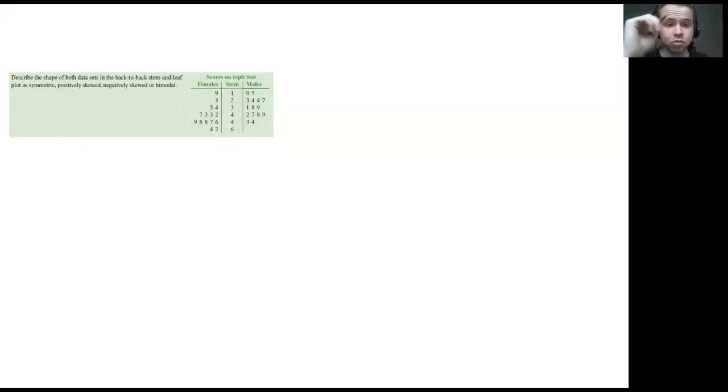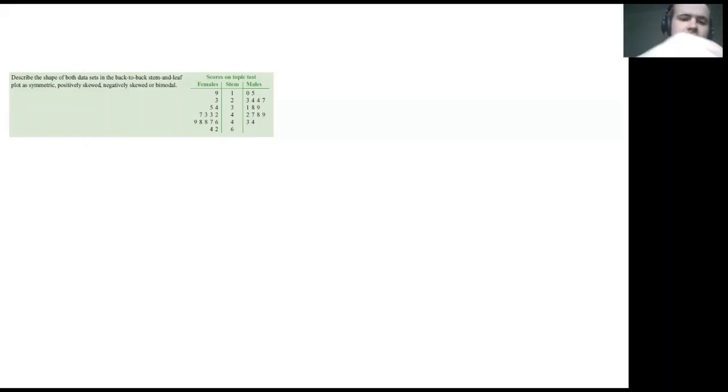For example, this first data point for females would be 19. The stem is the first digit, the 9 is the last digit. And from here, you've got 10 and you've got 5 in the males. That's how you would interpret a stem and leaf plot when you've got two data sets next to each other. We're going to describe the shape of both data sets in the back-to-back stem and leaf plot as either symmetric, positively skewed, negatively skewed, or bimodal.